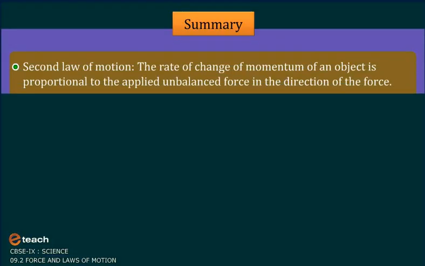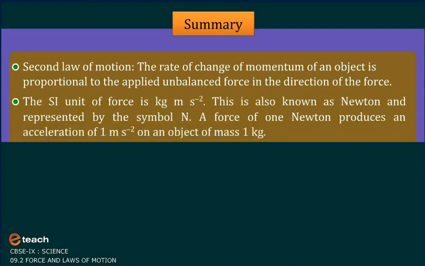Summary. Second law of motion. The rate of change of momentum of an object is proportional to the applied unbalanced force in the direction of the force. The SI unit of force is kg m s^-2. This is also known as Newton and represented by the symbol N. A force of 1 Newton produces an acceleration of 1 m s^-2 on an object of mass 1 kg.